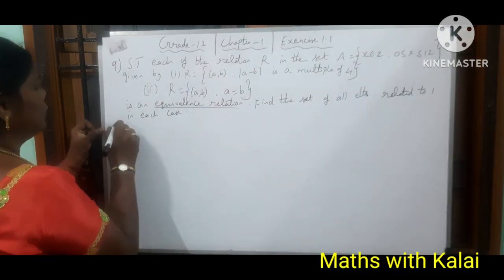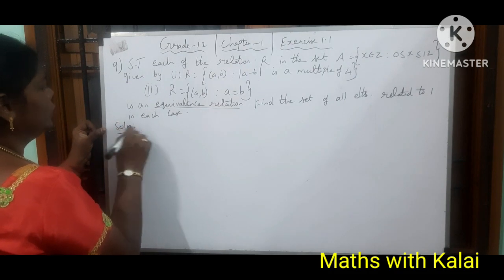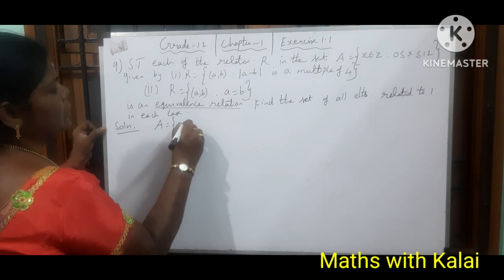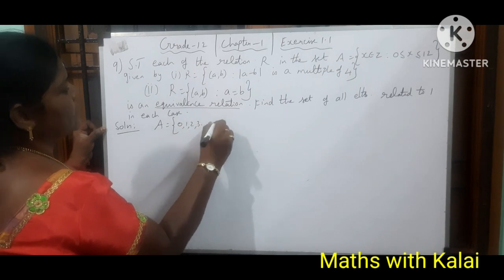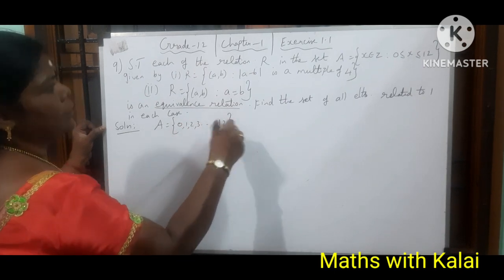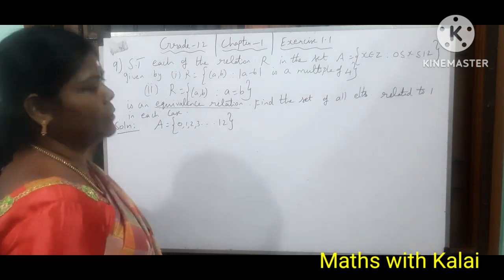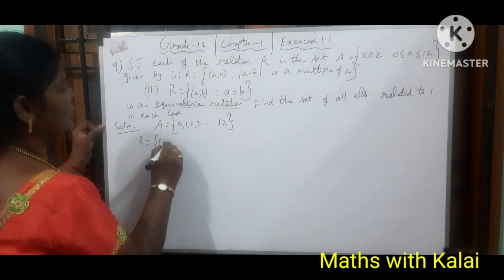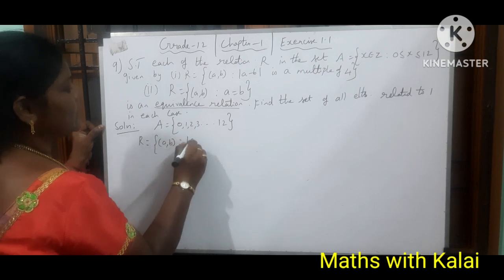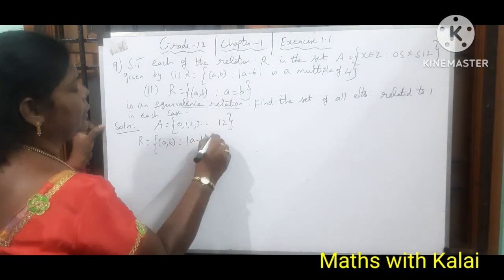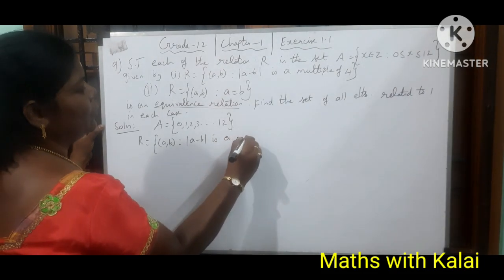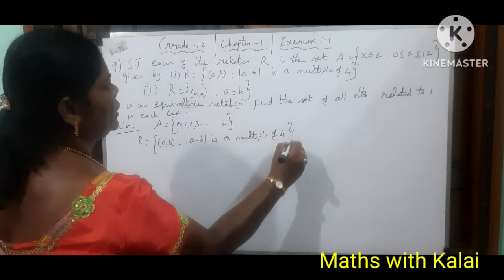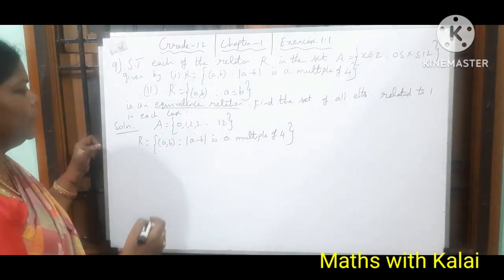Okay. Now coming to the solution. Set A is nothing but the set of all elements 0, 1, 2, and so on till 12. You have to consider your set A according to the condition. Okay. First relation R, what is given is the set of all ordered pairs (a, b) such that modulus of a minus b is a multiple of 4. So for the condition to be satisfied, we need to prove it is an equivalence relation.